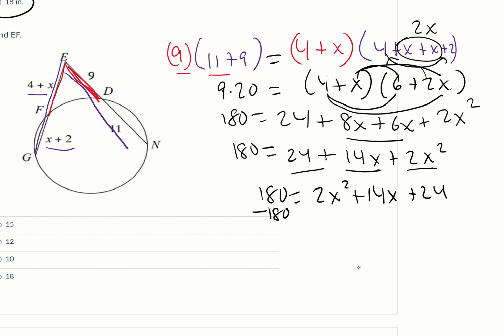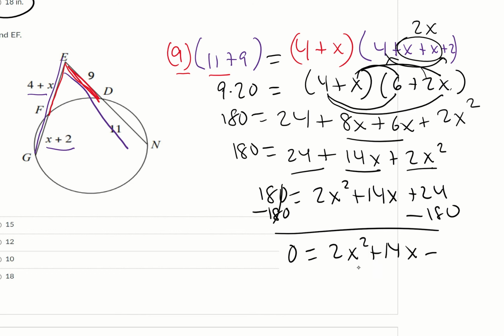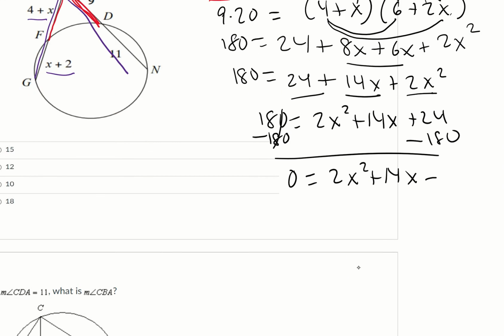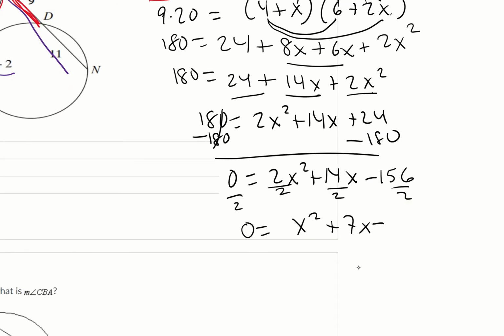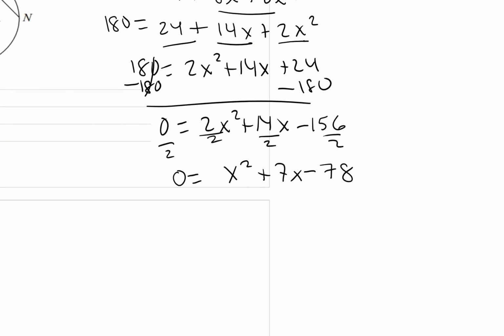All right, now let's subtract the 180 and make that 0. Every time you have a quadratic, you want to make one side equal to 0, like that. And so we got 24 minus 180 is going to be negative 156. And then we don't like that 2 there, so I'm going to divide everything by 2. So we get 0 equals x squared plus 7x minus, and then we got 156 divided by 2. It's going to be 78, if I did that correctly. Yeah, it sounds about right.